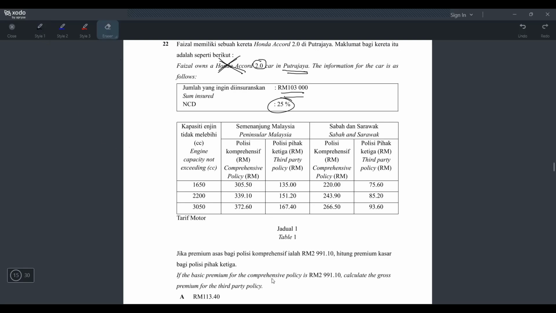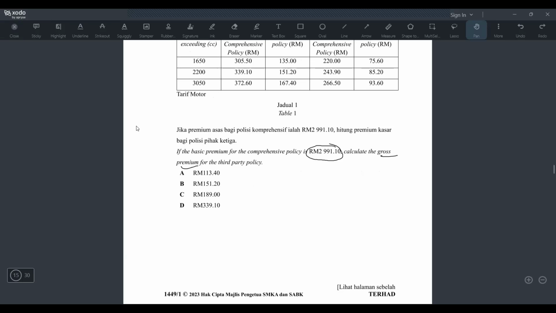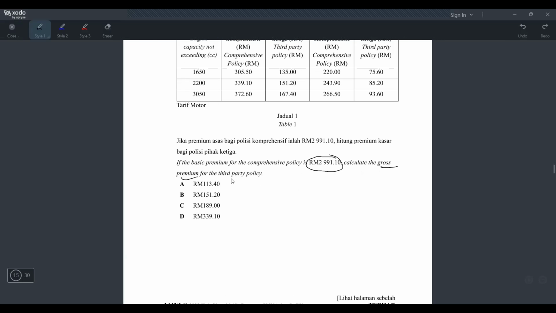Okay, let's read. If the basic premium for comprehensive is this, calculate the gross premium. Okay, how to do this? First, you need to know how to calculate. You need to know the formula. You need to know the steps. So how to calculate the basic premium for comprehensive? First thing first, you have to take your rate for first 1,000, and you will get your rate for first 1,000 from your motor tarif. So this one I'll put in brackets, motor tarif.